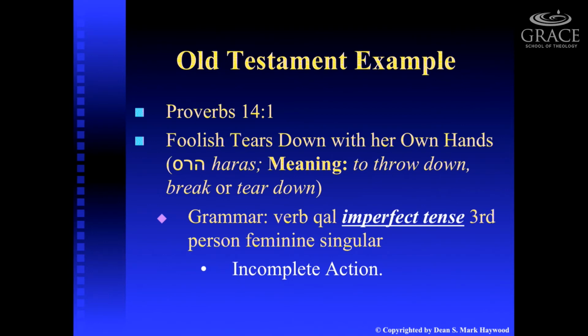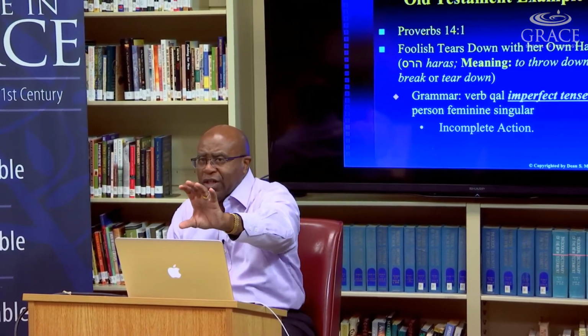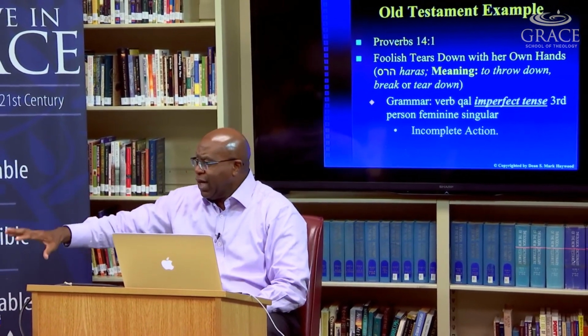Look at this. That word is in the imperfect tense. Now, if the perfect tense was completed action, then the imperfect tense must mean what? Incomplete. That's right. So the first part had a completed action, and the second part had an incomplete action. The text is telling you that the wise woman builds her house and completes that action. The foolish woman continues to tear the house down.